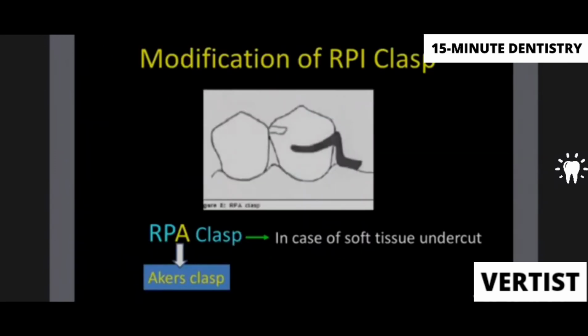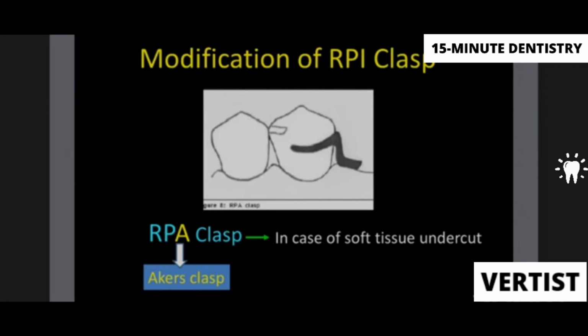There are modifications of RPI which can also be used, particularly when you have a soft tissue undercut. So the I bar is replaced by the akers arm in case you have a soft tissue undercut, though the rest remains always on the mesial side and the proximal plate is going to be touching along the guide plane of the tooth. So you have the typical ideal RPI and you have a modification of RPI, which is an RPA.